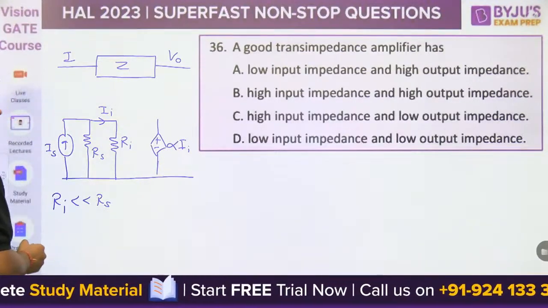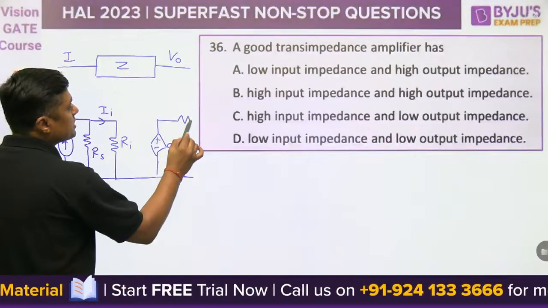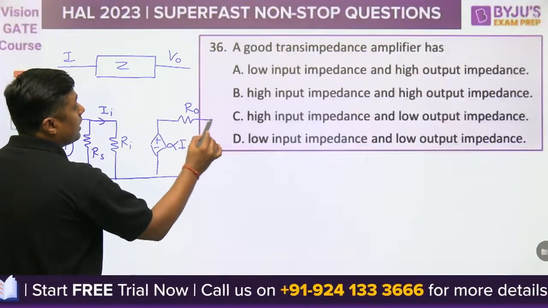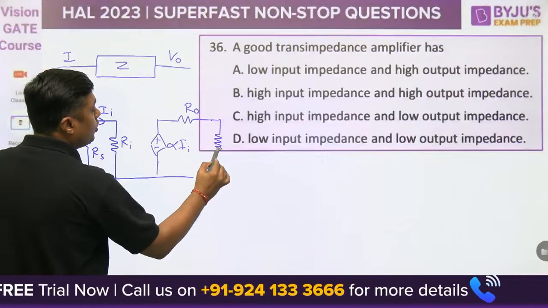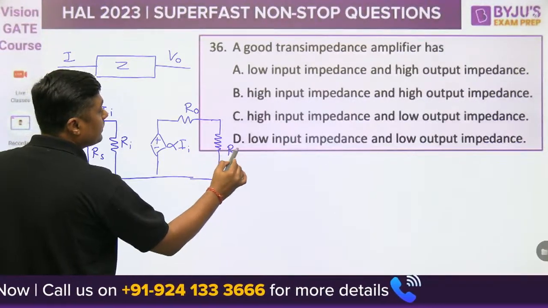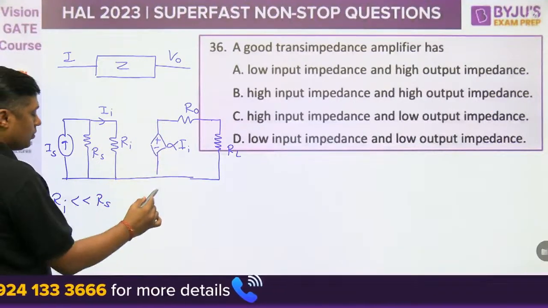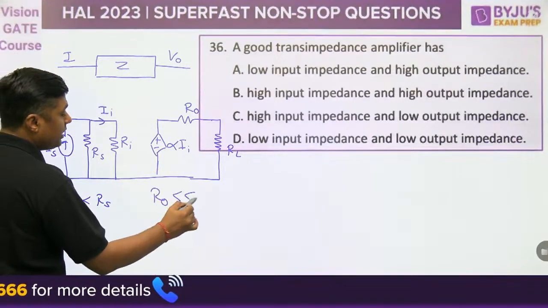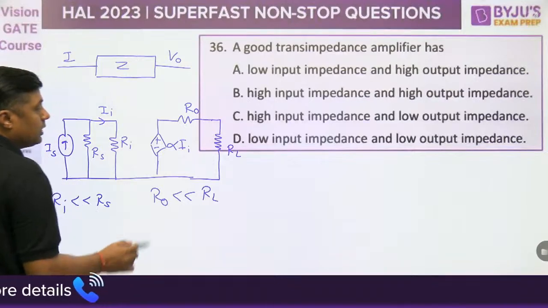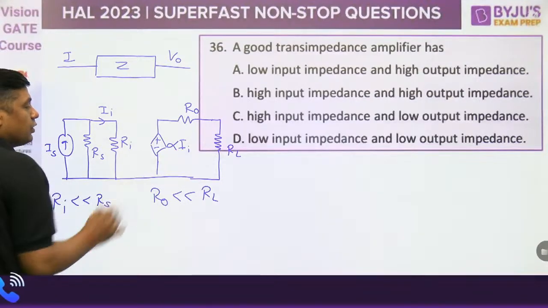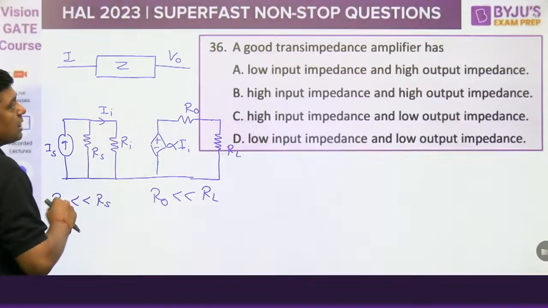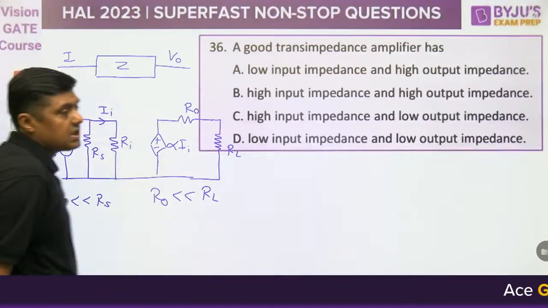This is voltage. Now here we have the output resistance in series, and we want the complete voltage to be transferred to RL. The complete voltage will transfer to RL when R0 is 0 or R0 is very small compared to RL, and then there is no drop across R0. So this is called a transimpedance amplifier.